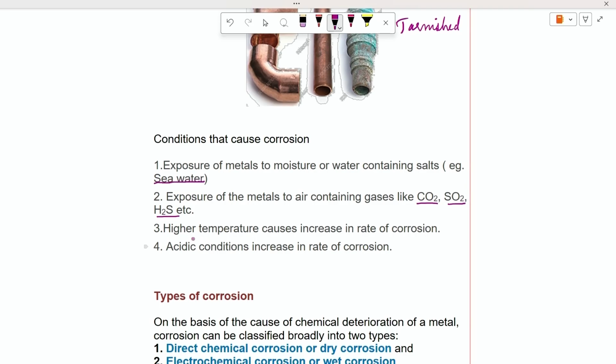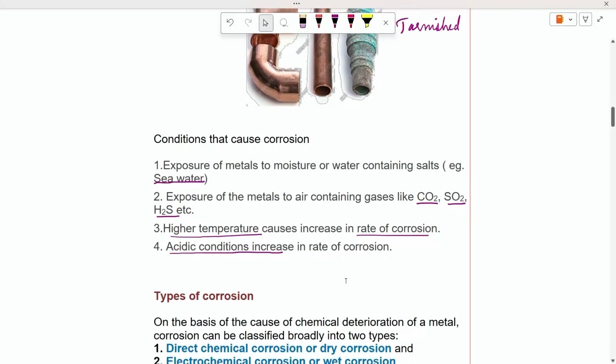High temperature is another cause. The higher the temperature, the rate of corrosion is very high. Then another one is the acidic condition. Most acidic conditions increase the rate of corrosion in metals.